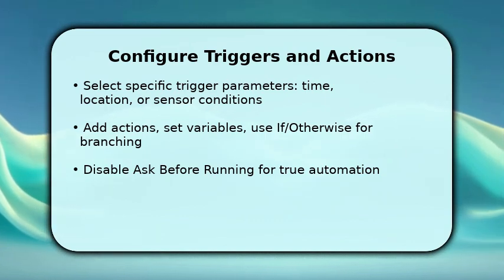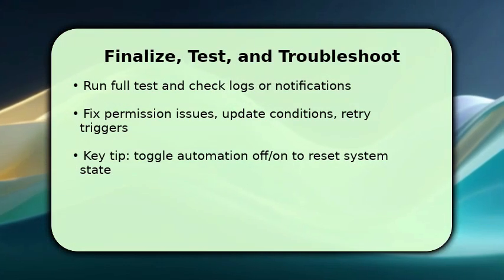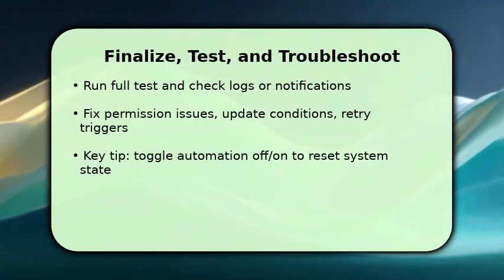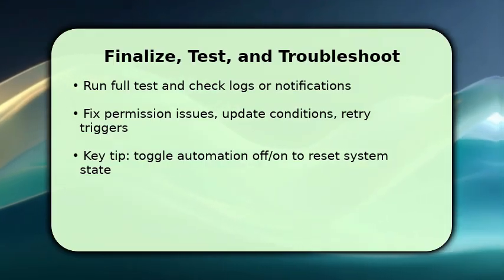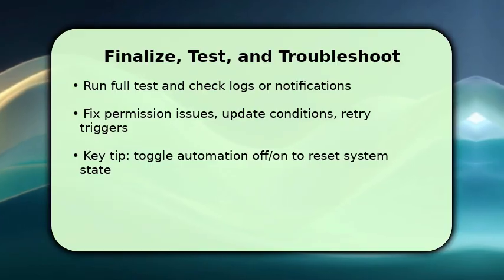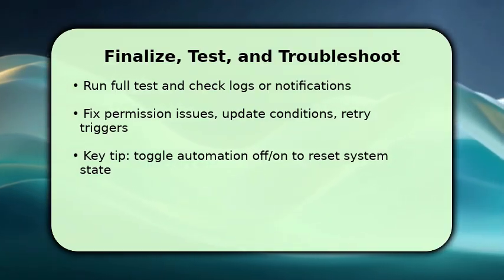Finish by running the entire automation end-to-end and observing results. You should inspect any notifications, logs, or intermediate outputs and confirm each action completed. If something fails, check permissions first, then verify trigger conditions and variable values. Small mismatches cause silent failures.